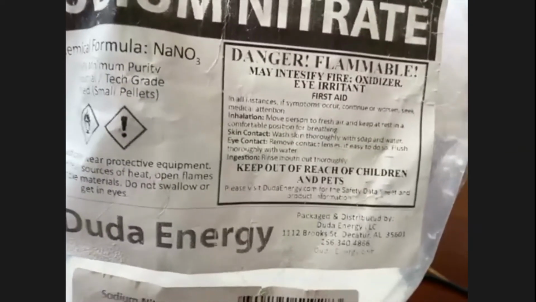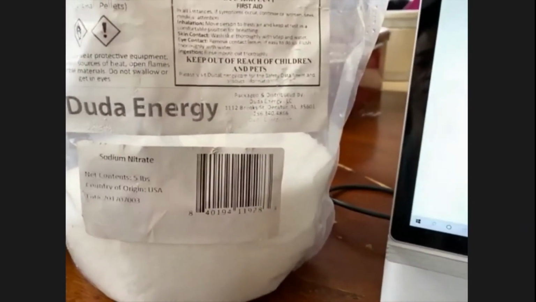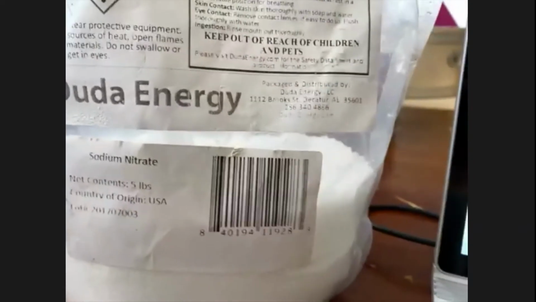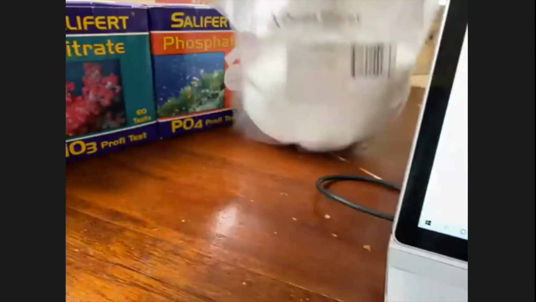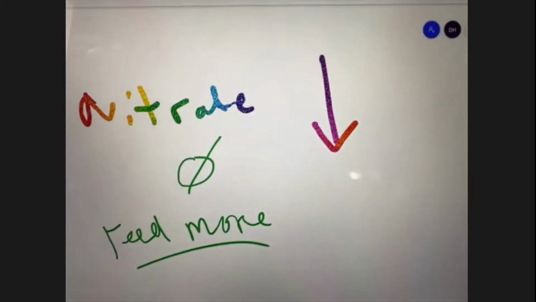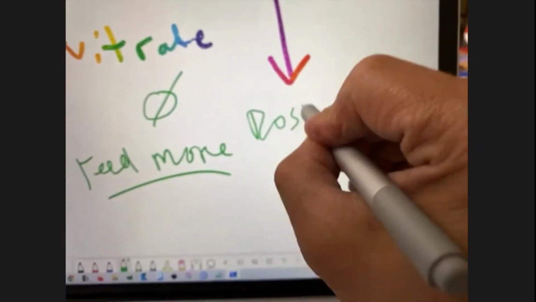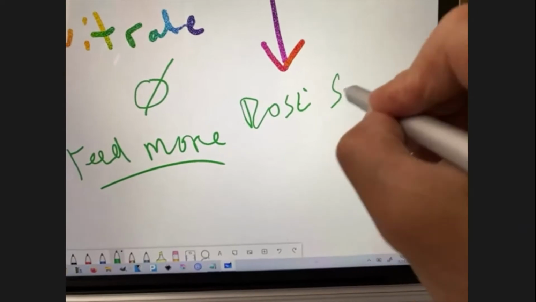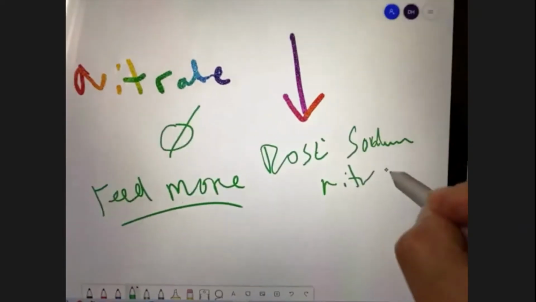So this whole bag, I think on Amazon is like $15. It will last you forever. So if you have a friend, just share it. This is how you dose nitrate: just mix it with RODI water and slowly increase that. So if your nitrate's low, you dose sodium nitrate. So that's one issue.